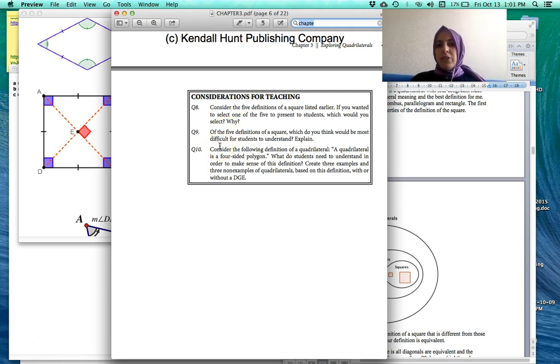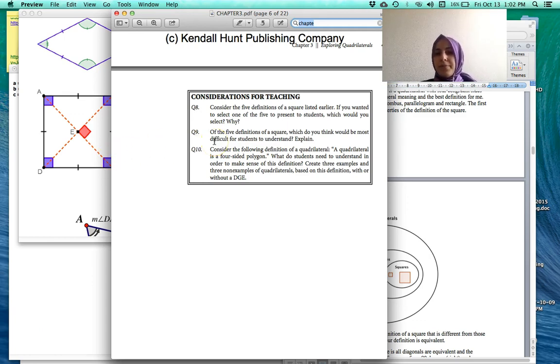Question 9. Of the five definitions of a square, which do you think would be most difficult for students to understand? Explain. I think definition 3, a square is a four-sided regular polygon, is kind of difficult to teach students. A four-sided polygon is a quadrilateral. They sometimes confuse the meaning of quadrilaterals and polygons. They cannot identify a specific polygon as a square, like a square is a four-sided regular polygon.